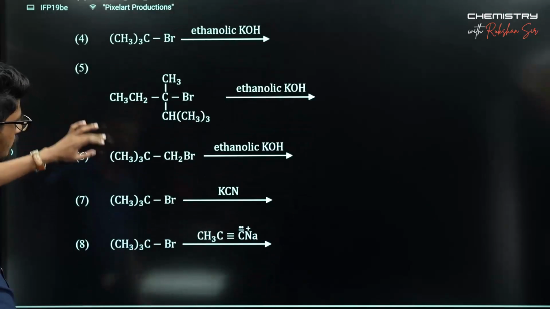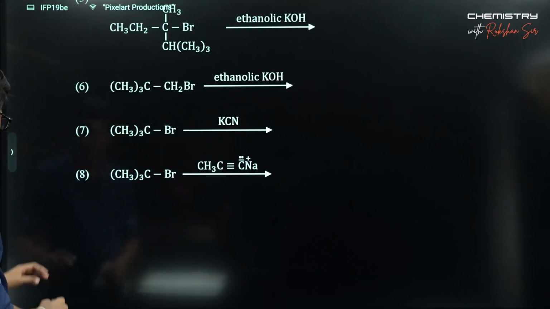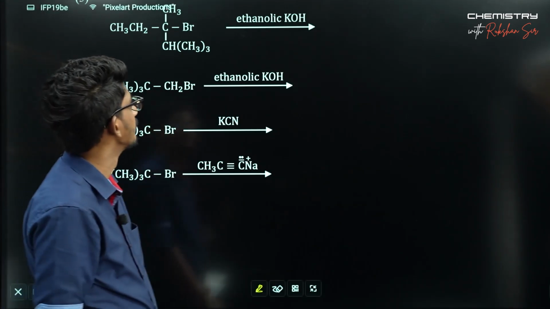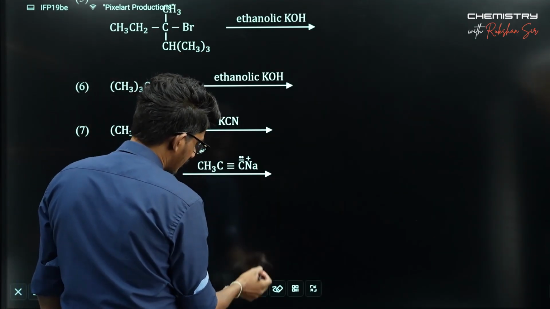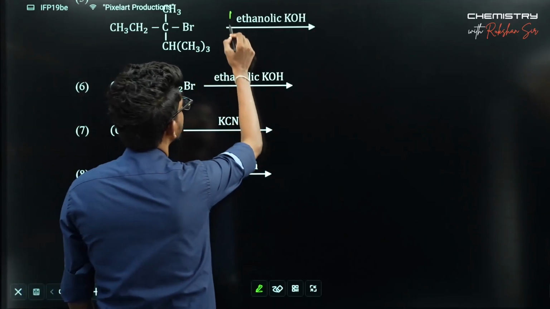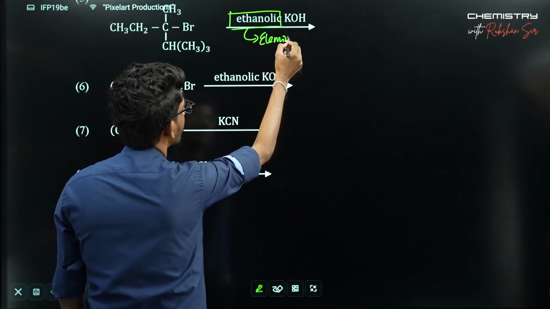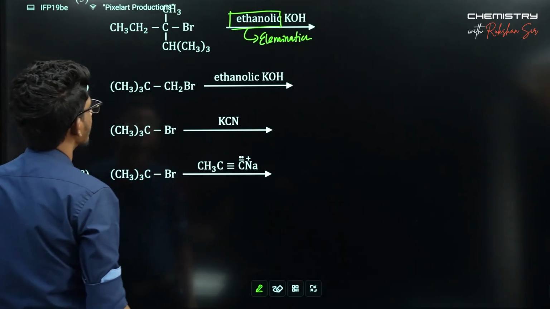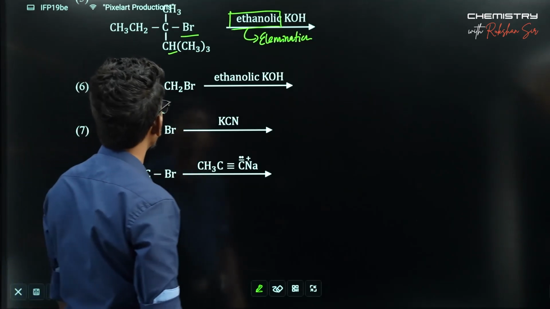Next one. So we have a few more, the 6th case. Let's try to come up with the product and the correct mechanism here. Here they have used an ethanolic medium, so we are looking for elimination. Elimination means this Br should leave with a hydrogen. This is the same thing which we discussed last time around.